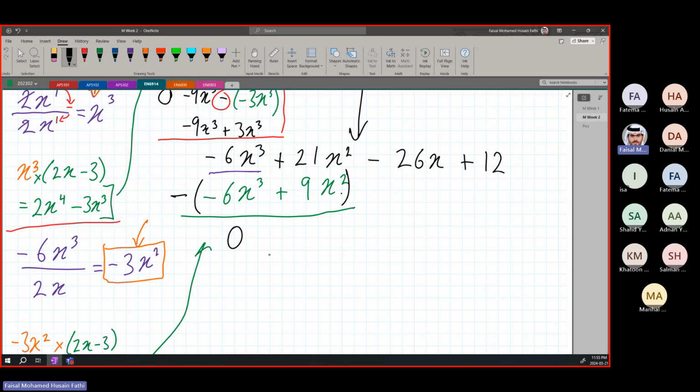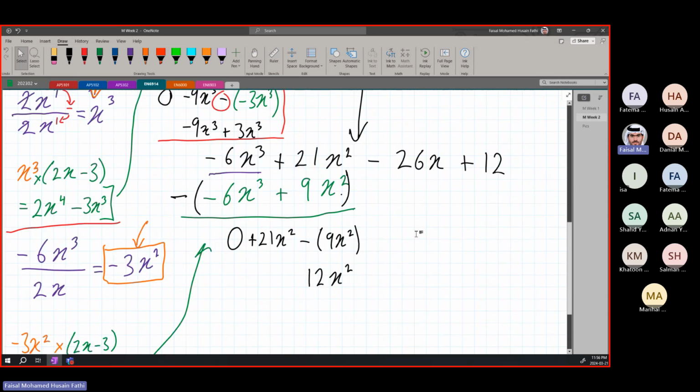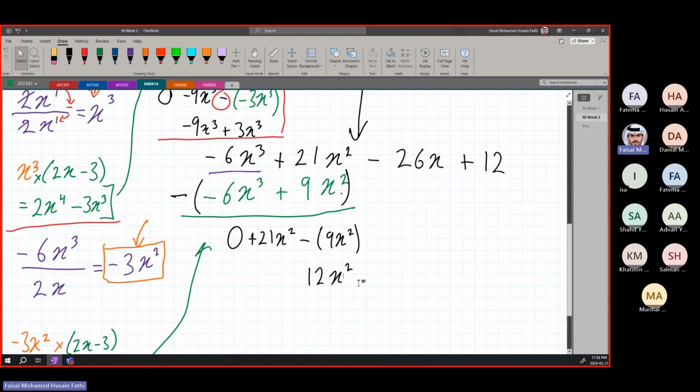Plus 21x squared, so plus 21x squared minus 9x squared. Okay? So we simplify this. 21x squared minus 9x squared is 12x squared. Okay? And then again, we will repeat the entire process all over again until we are done with all the numbers. So this is 12x squared.